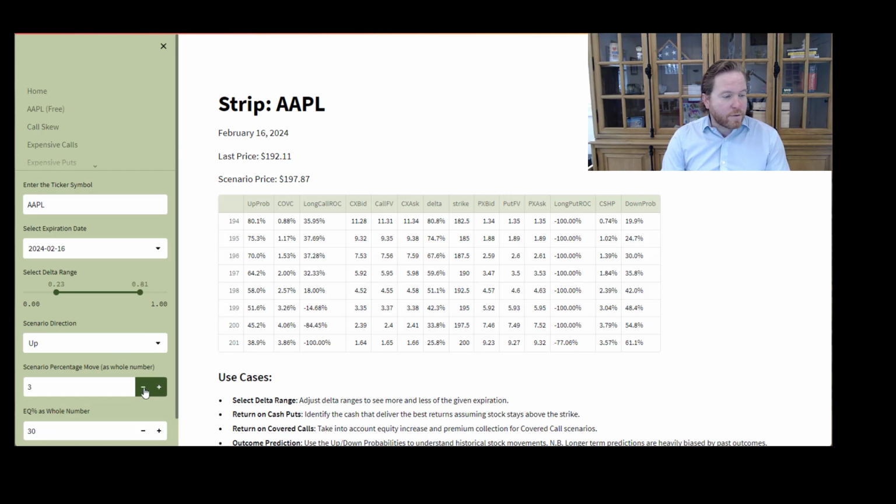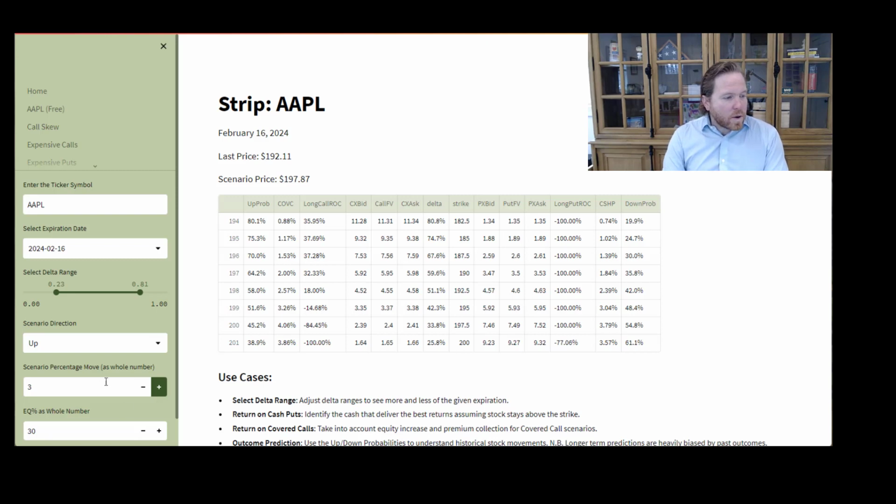So 2, 3, 4%. Obviously, you don't think stock's going to sit totally still. Well, maybe you do, and you're putting it on a butterfly. But in general, you're trying to think about what these options might be worth as stock moves up or down over the course of your strategy or the course of your position.